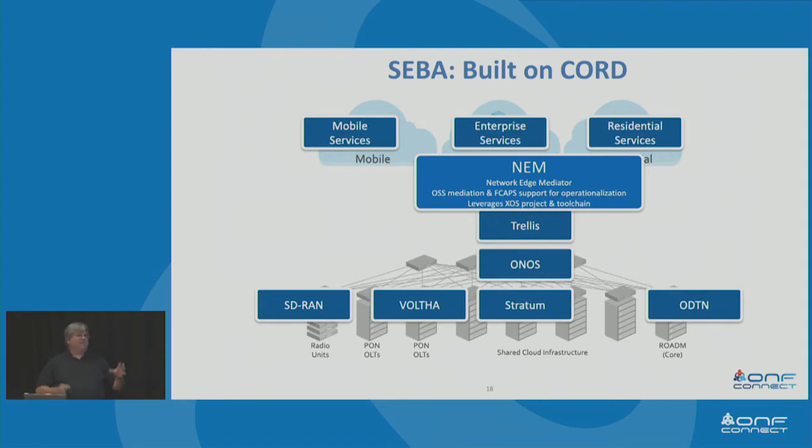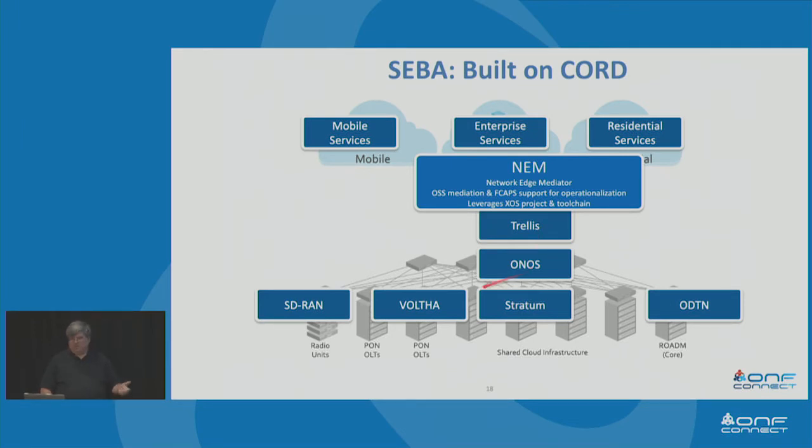A slightly different way to slice it is by the projects at ONF. And ONF is involved in many different projects throughout this space. We can see at the top there are those three familiar use cases: the residential, enterprise, and mobile. You've got the NEM, that interfacing gap layer in the middle. Trellis for handling the fabric. ONOS as the SDN controller.